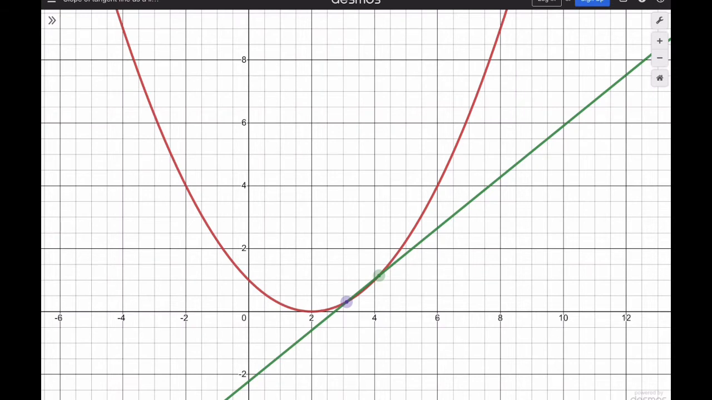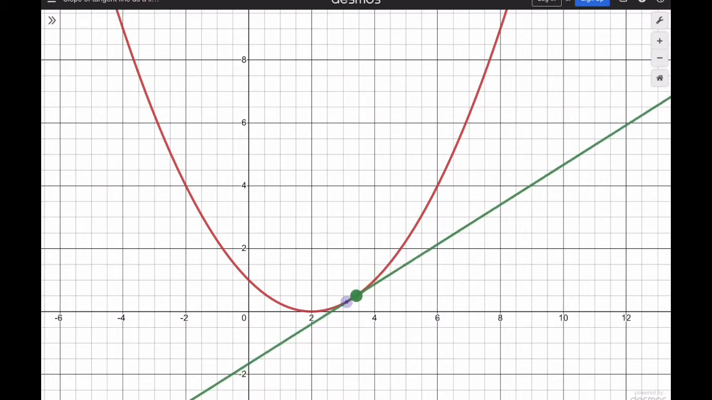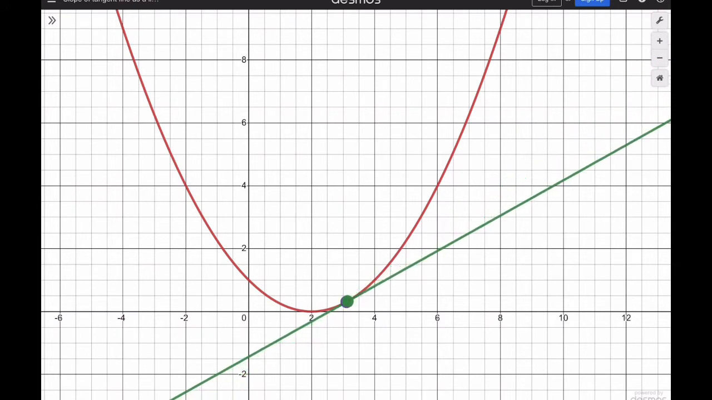So when I'm already here, I can see that on this zoom level, they are almost identical. And then finally, if I move them to be right on top of each other, they're actually going to merge into one singular tangent line.